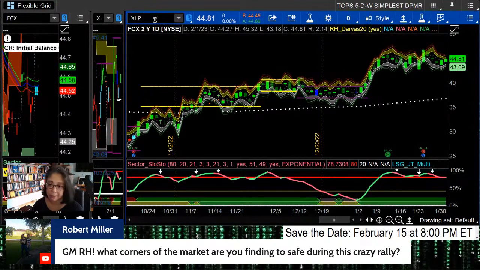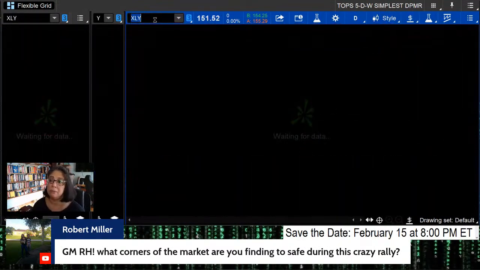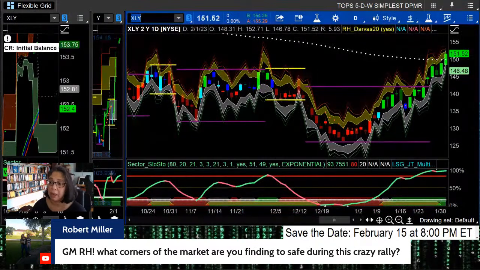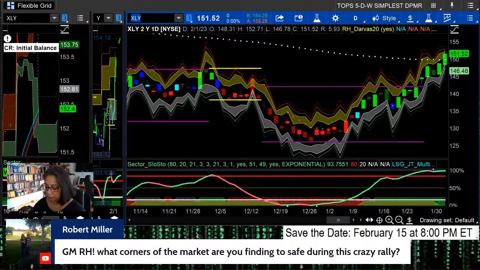There are names in staples and consumer discretionary that are on the move too. But I don't find this rally crazy at all. It actually makes a lot of sense within the structure of some of these charts and within the structure of the macroeconomic trend, right, in terms of peaking on monetary policy. So definitely two things that we've been focused on pretty heavily for months now, right?